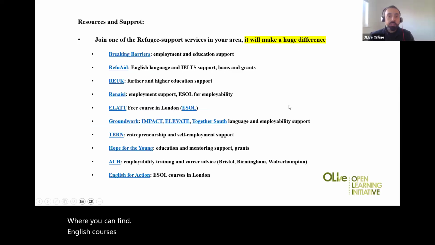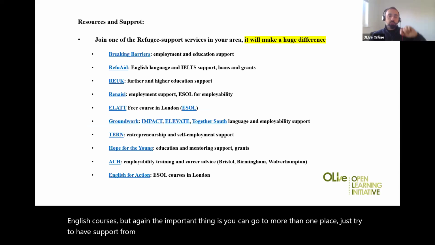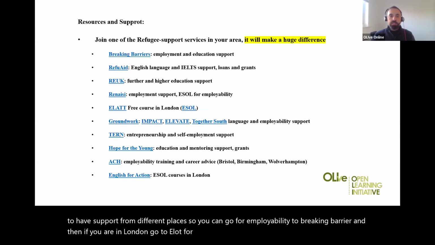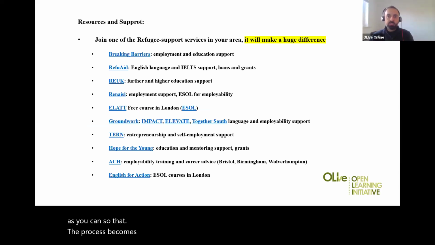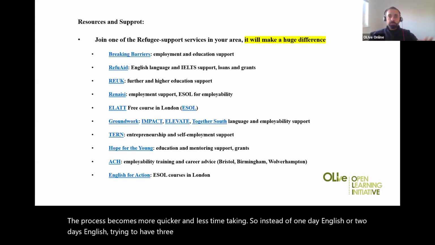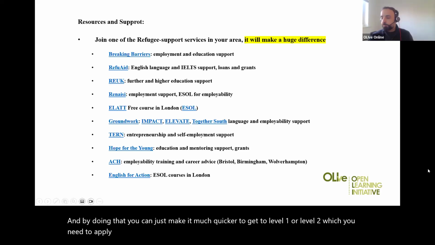But again, the important thing is you can go to more than one place. Just try to have support from different places. So you can go for employability to Breaking Barriers. And then if you're in London, go to ELOT for language. And the point is to add as many trainings as you can so that the process becomes quicker and less time-taking. So instead of 1 day English or 2 days English, try to have 3, 4, 5 days in different places. And by doing that, you can make it much quicker to get to level 1 or level 2, which you need to apply then for university.